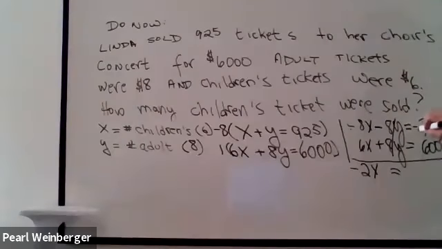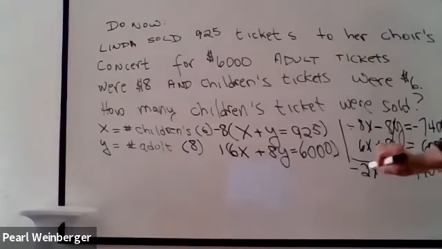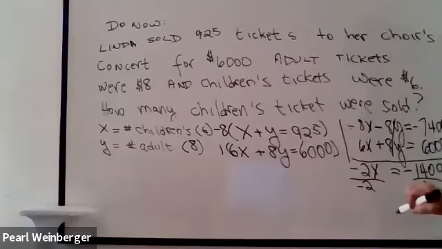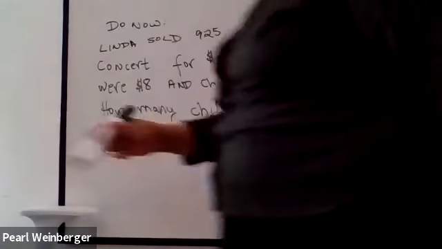And here you have how much? 1,400. Again, negative because the larger number is negative. So it's -1400 over -2. That gave us that x equals minus 700. And x is the number of children's tickets.